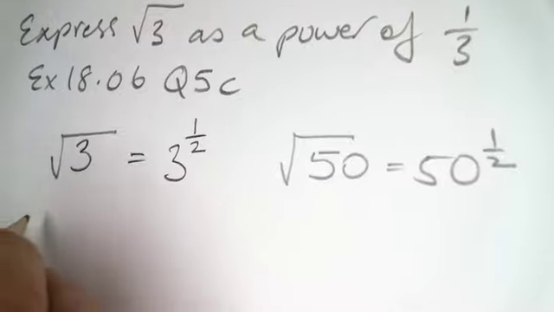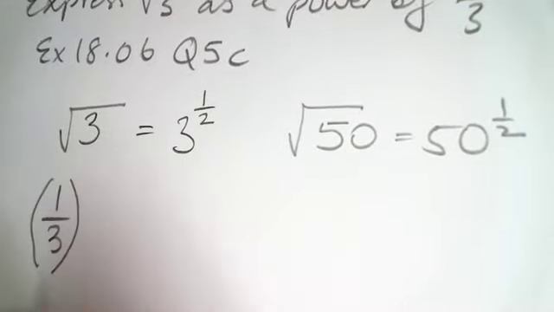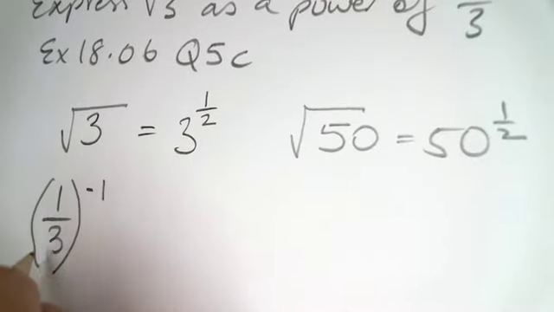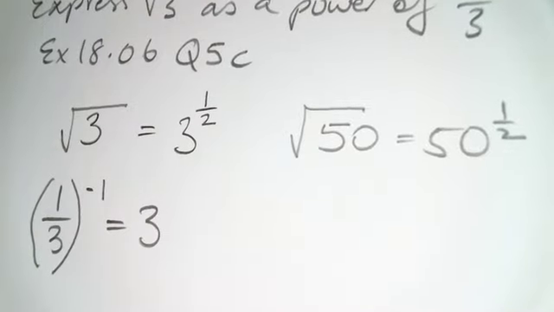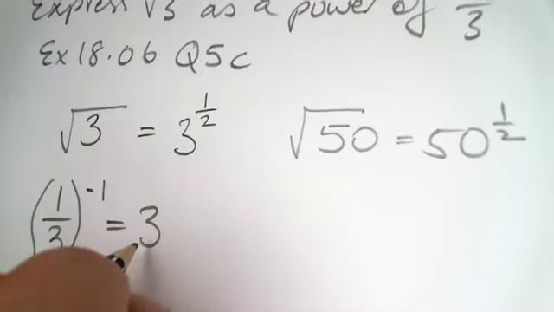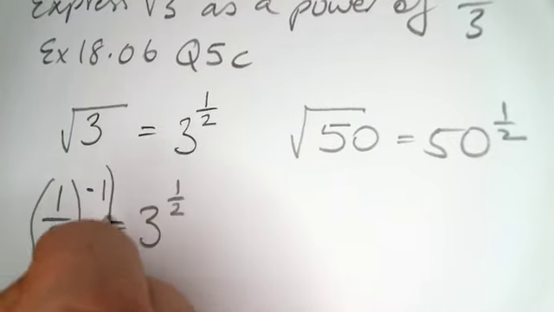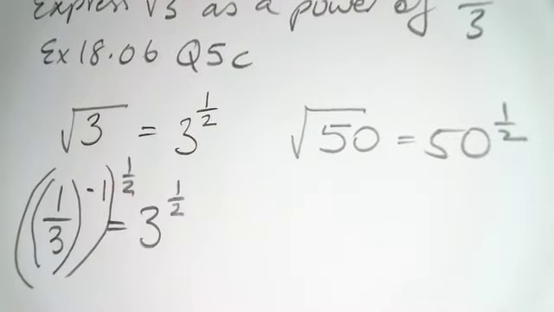Well, we know if I've got a third, and I want to turn that into a 3, I just simply make that to the power of negative 1. And of course, I'm finding the reciprocal of this reciprocal, which of course takes us back to 3. But I also want this to be a square root. In other words, I want that to be a half. So I've got to make this also 1/2. And now I've done it.